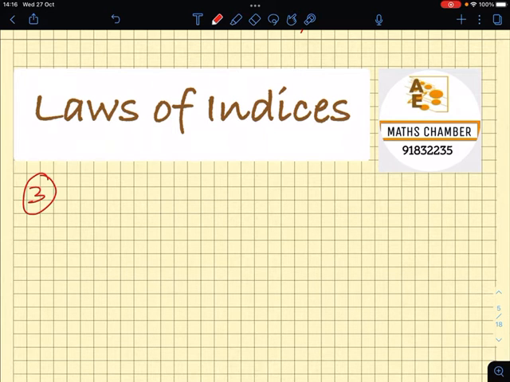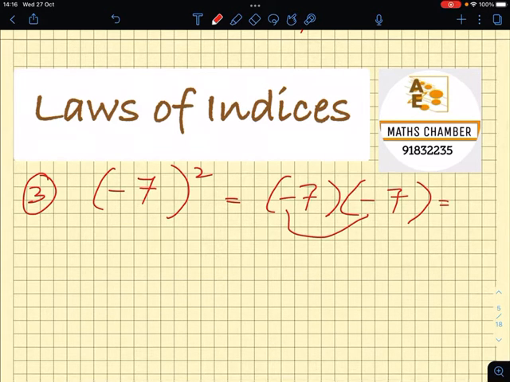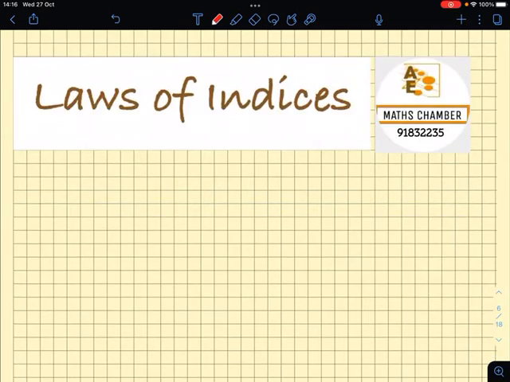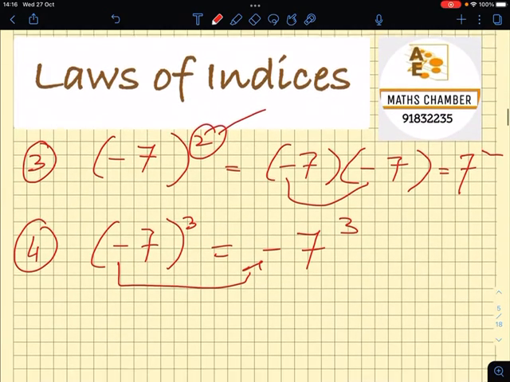Alright, this is negative 7, then the square, outside the bracket. So this will be the same as negative 7 times negative 7. Negative multiplied by negative gives you positive, which means 7 squared. I want you to see this. The next one is negative 7, but instead of 2, I put 3, an odd number. When I have an odd number, the negative stays. So remember, when it is an even number, the negative is gone.